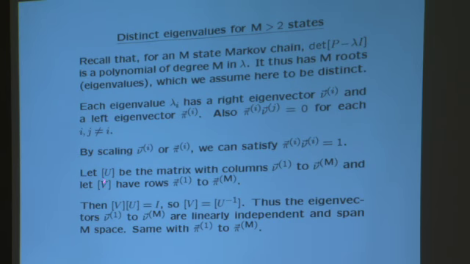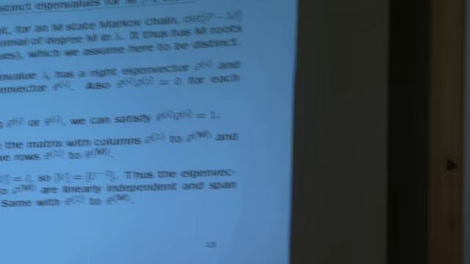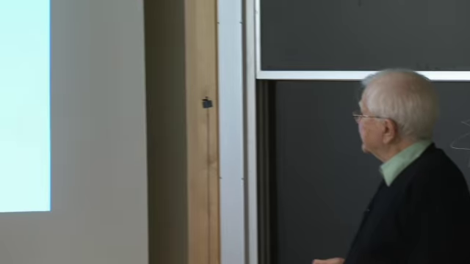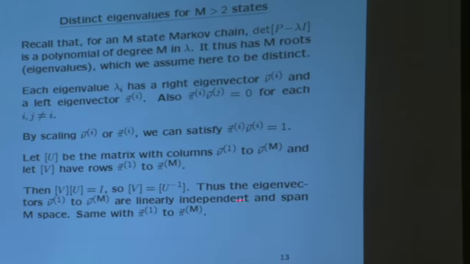Then, as before, let U be the matrix with columns nu 1 to nu m, and let V have the rows pi 1 to pi m. Because of this orthogonality relationship we've set up, V times U is equal to I. So again, the left eigenvector rows form a matrix which is the inverse of the right eigenvector columns. So that says V is equal to U to the minus 1.